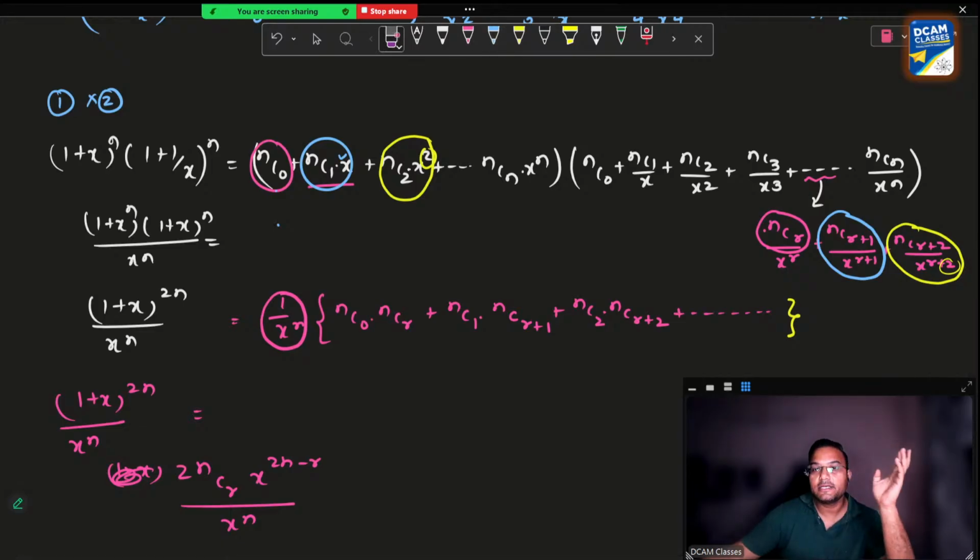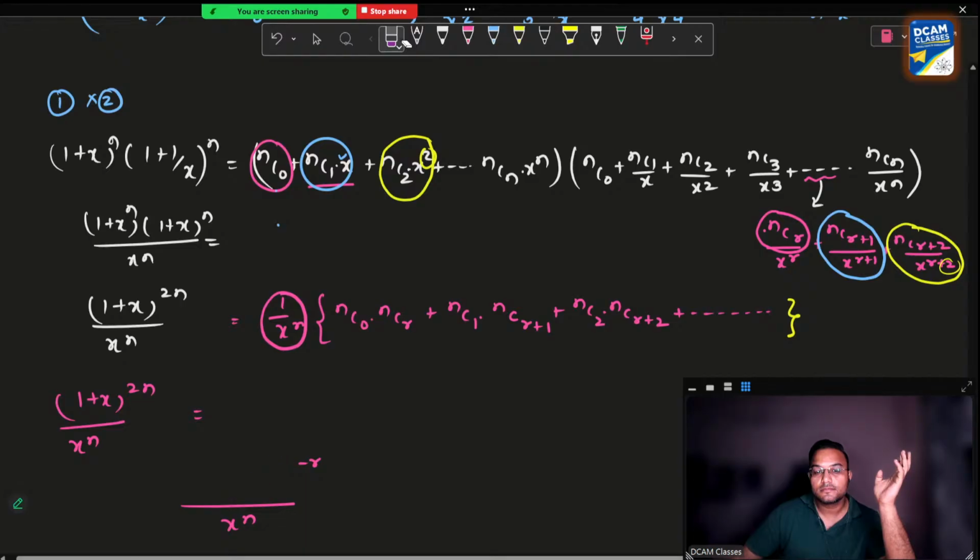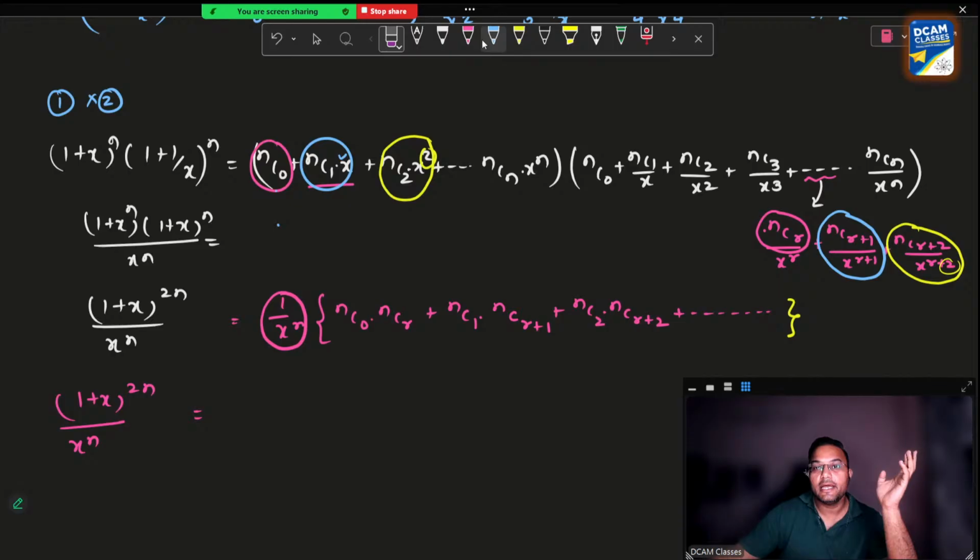Any rth term. This is a bit complex for you. I'm trying to find any r' term.